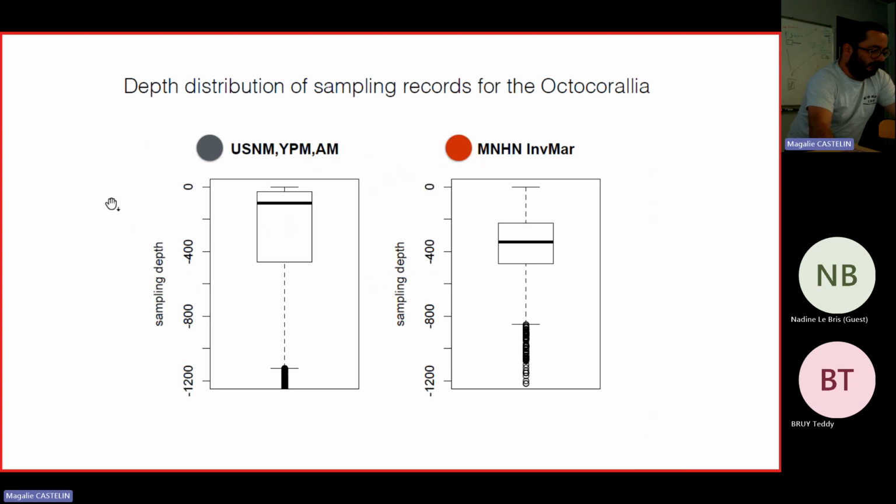And one thing I wanted to point out, since we're here and the material we're going to be looking at comes from the Paris Museum, I thought it'd be interesting to show you this figure, which shows that compared to other museums, the depth range that corresponds to the samples stored here is on average larger than elsewhere. So this is interesting because potentially we can see taxa that are not in other collections because they tend to be deeper.